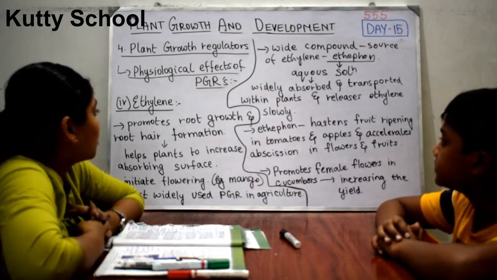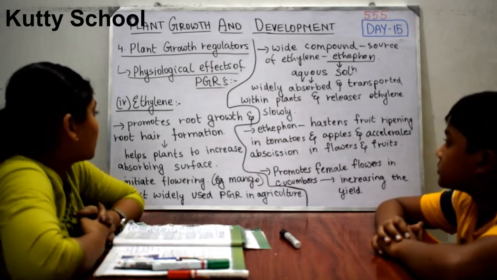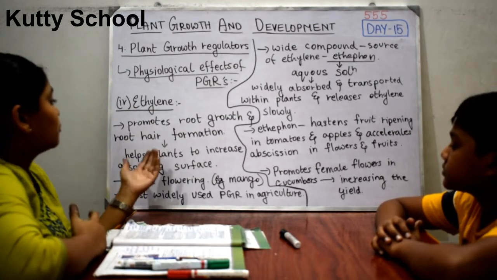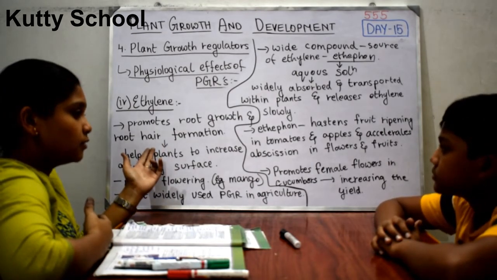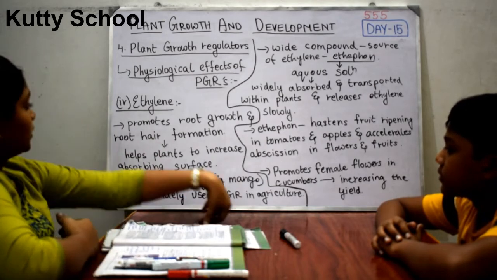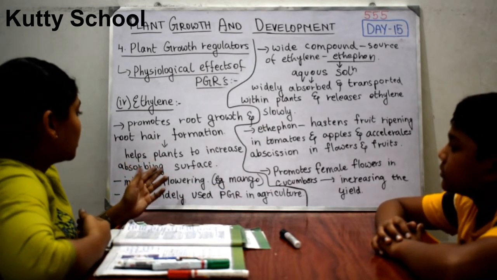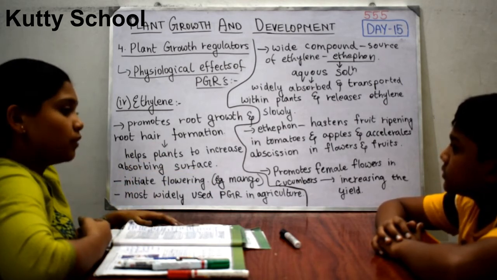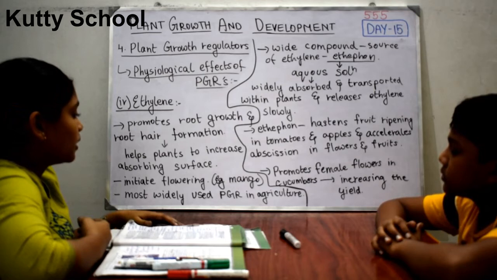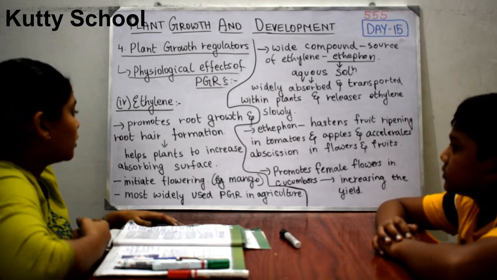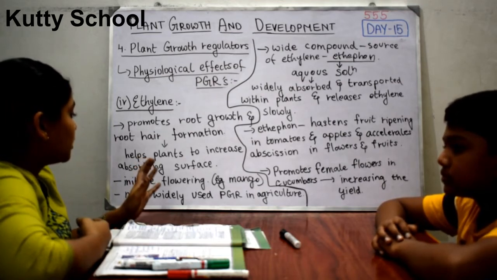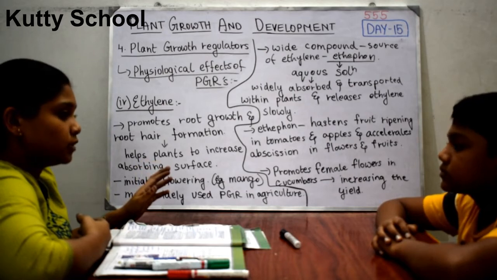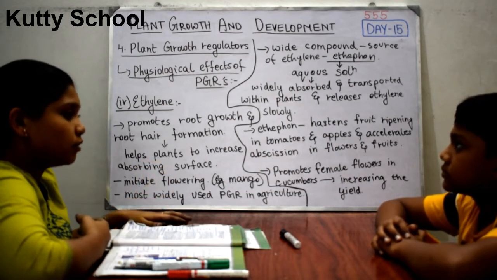Our fourth plant growth hormone. So here it promotes root growth and root hair formation in plants. This ethylene is a gaseous hormone. It helps to increase the absorbing surface. It initiates flowering in mango plants and so on. So by root growth and root hair formation, these help increase the absorbing surface area by the application of ethylene.